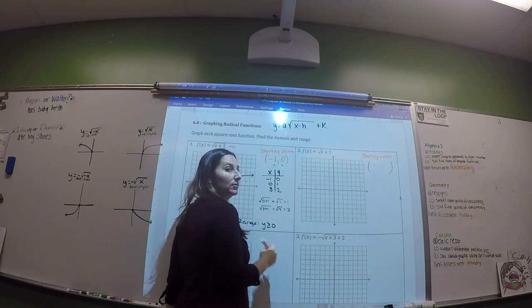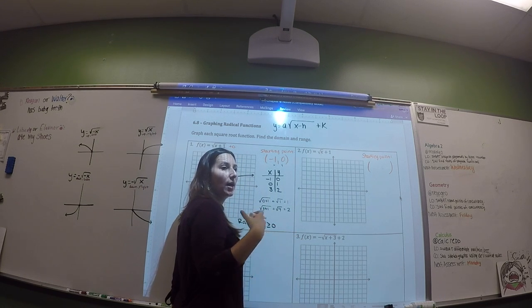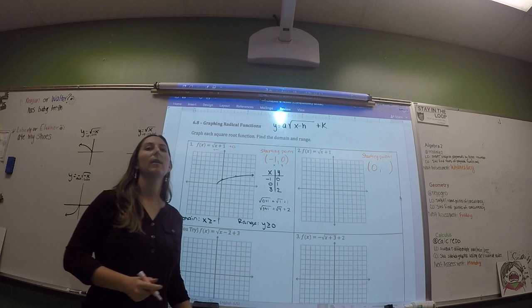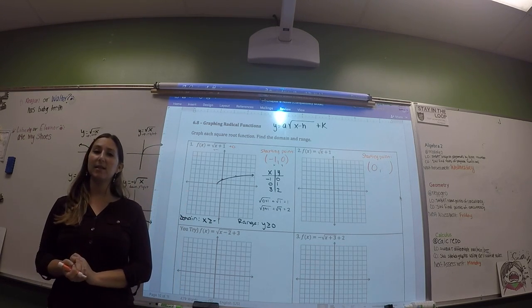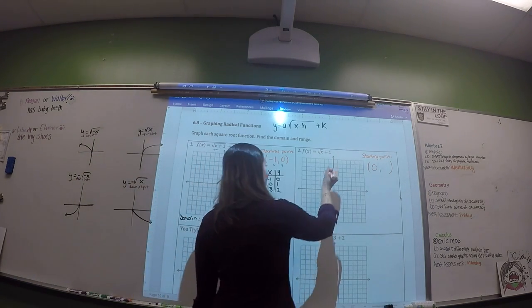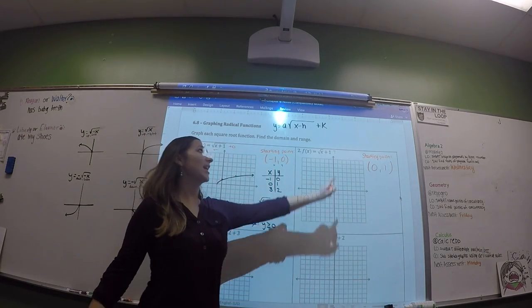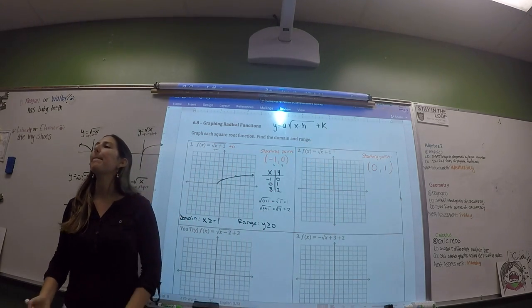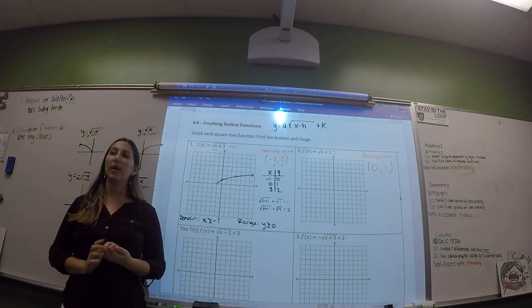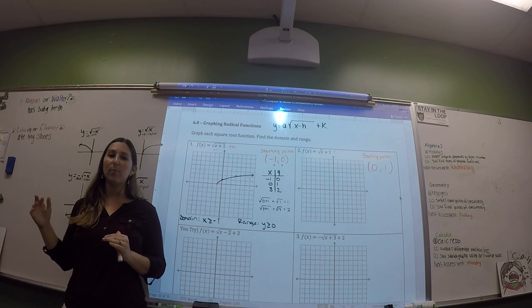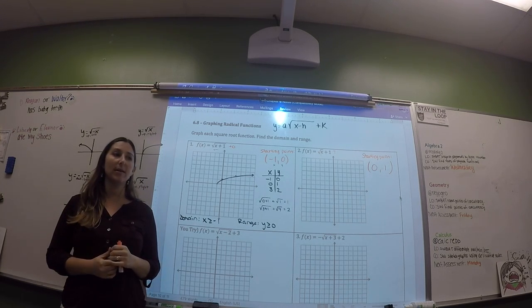The x is 0 because it doesn't have a horizontal translation. The +1 on the end is going to be a vertical translation. Why? Because it's the k. The k on the outside after the square root is a vertical translation of up 1. So our starting point is at 0, 1.